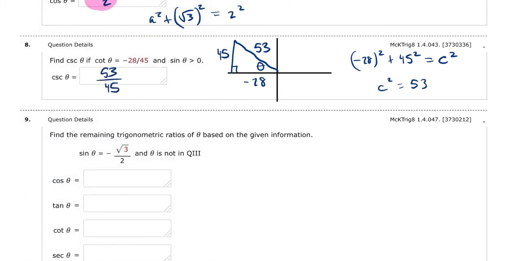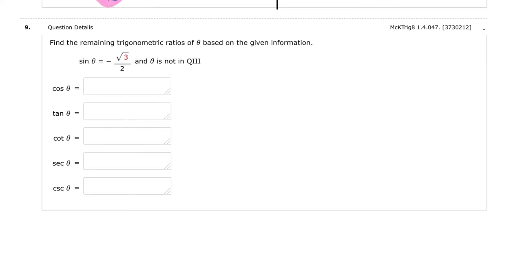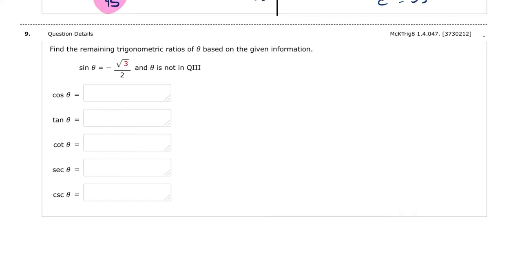So you just have to become very familiar with the definitions of cosecant, secant, cotangent, and so on. All right, let's look at this one. Similarly as in the previous problem, they don't tell you directly or explicitly what quadrant the angle is in, but they tell you it's not in quadrant 3. And since sine is negative, that narrows it down to a quadrant that we should be able to figure out.